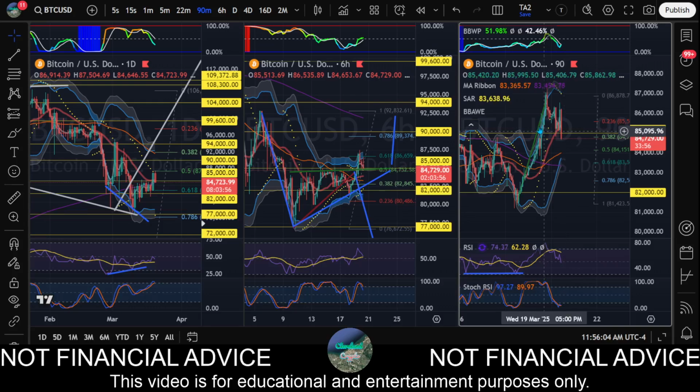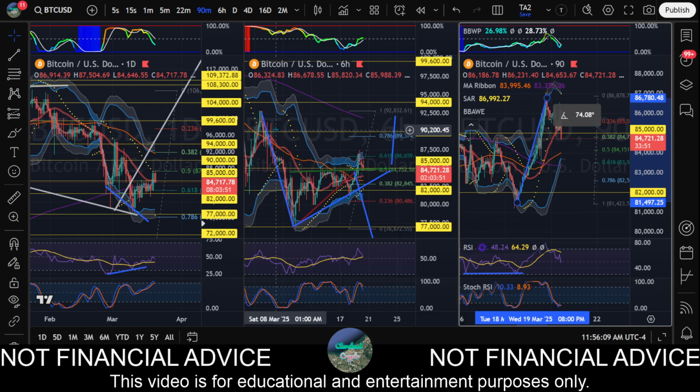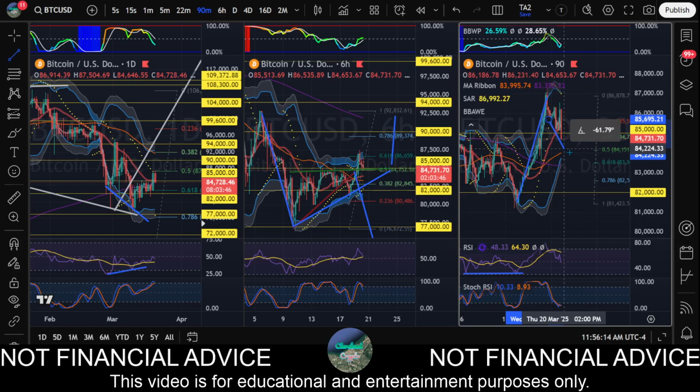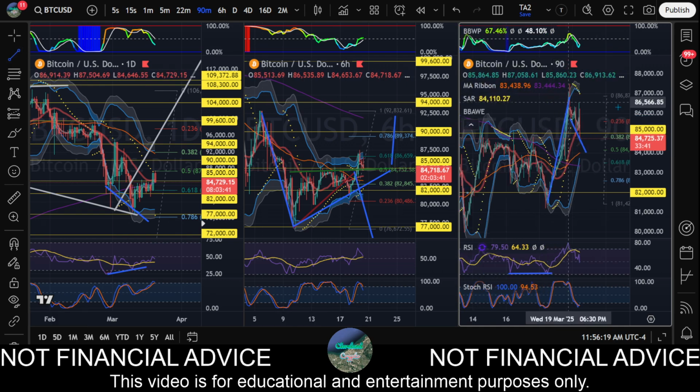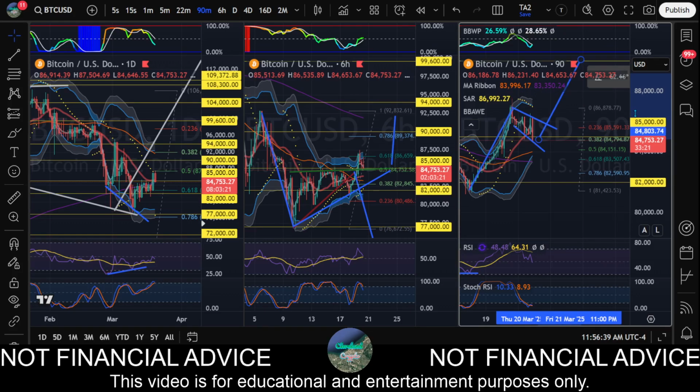Let's make this blue again. Let's make you blue. And we'll finish drawing our new bull flag here. And then if we take the measured move of that bull flag, currently from right here, we'd be right at 90.